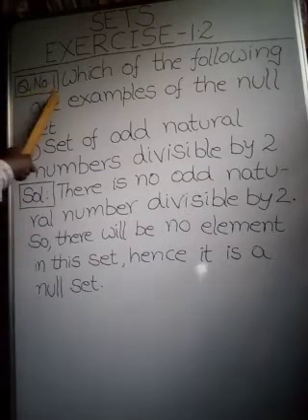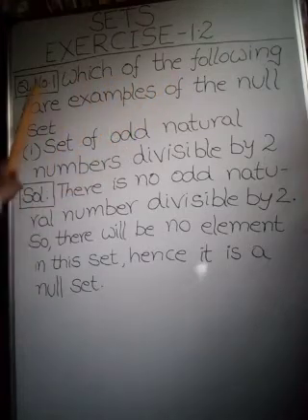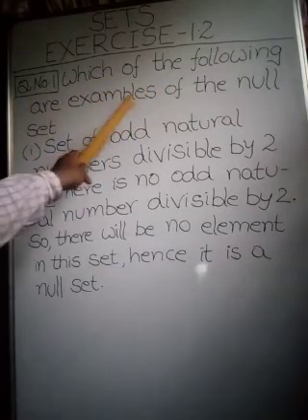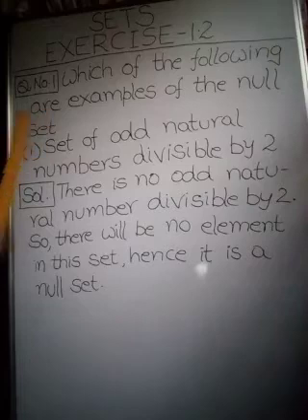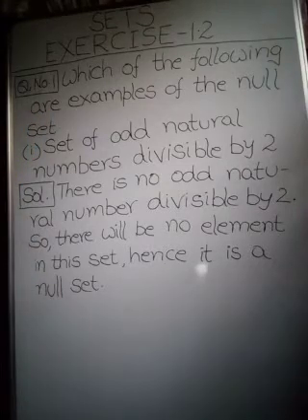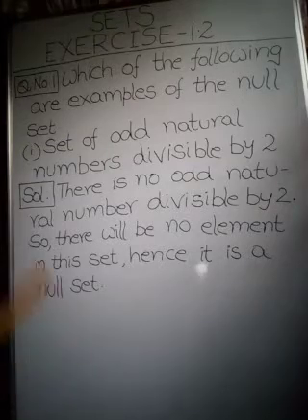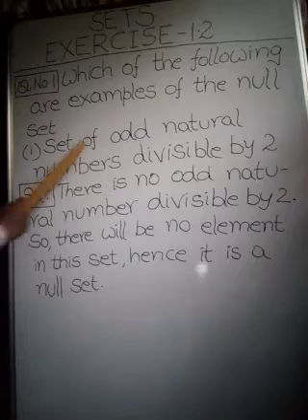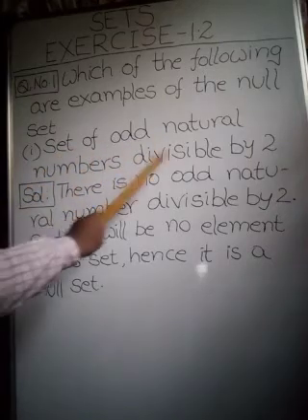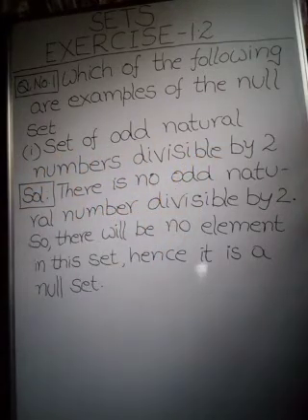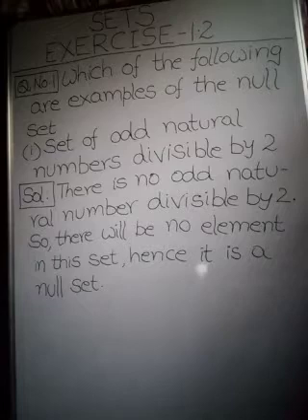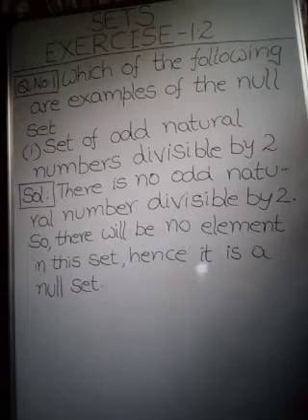See question number 1. Which of the following are examples of the null set? Which of the following collections, which of the following sets, are null sets? See the first one: the set of odd natural numbers divisible by 2. We have to write the set of all odd natural numbers divisible by 2. Is it a null set or not?